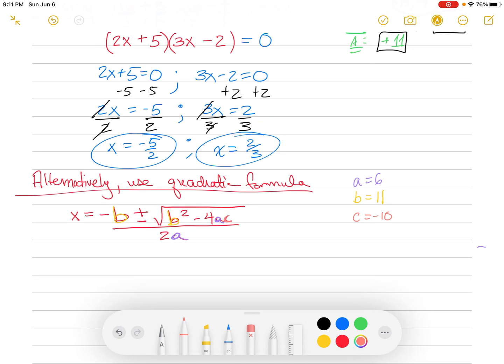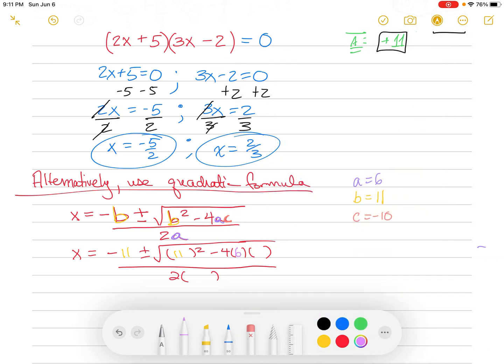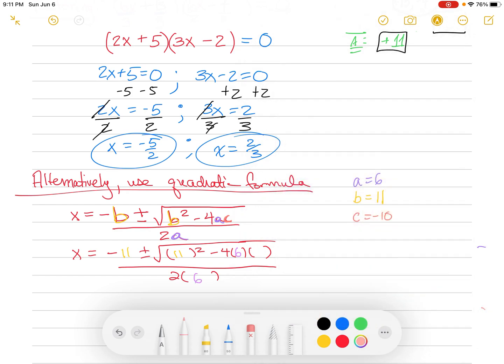So we'll plug all those values into the quadratic formula, where we'll have minus 11 plus or minus the square root of blank squared minus 4 times blank, all over 2 times blank. I'm basically making a template. So for b, we said we had 11. Let's plug in 11 there. For a, we had 6. We're going to put 6 for a here, 6 for a here. And for c, orange, we had negative 10. So the negative 10 goes in right here.